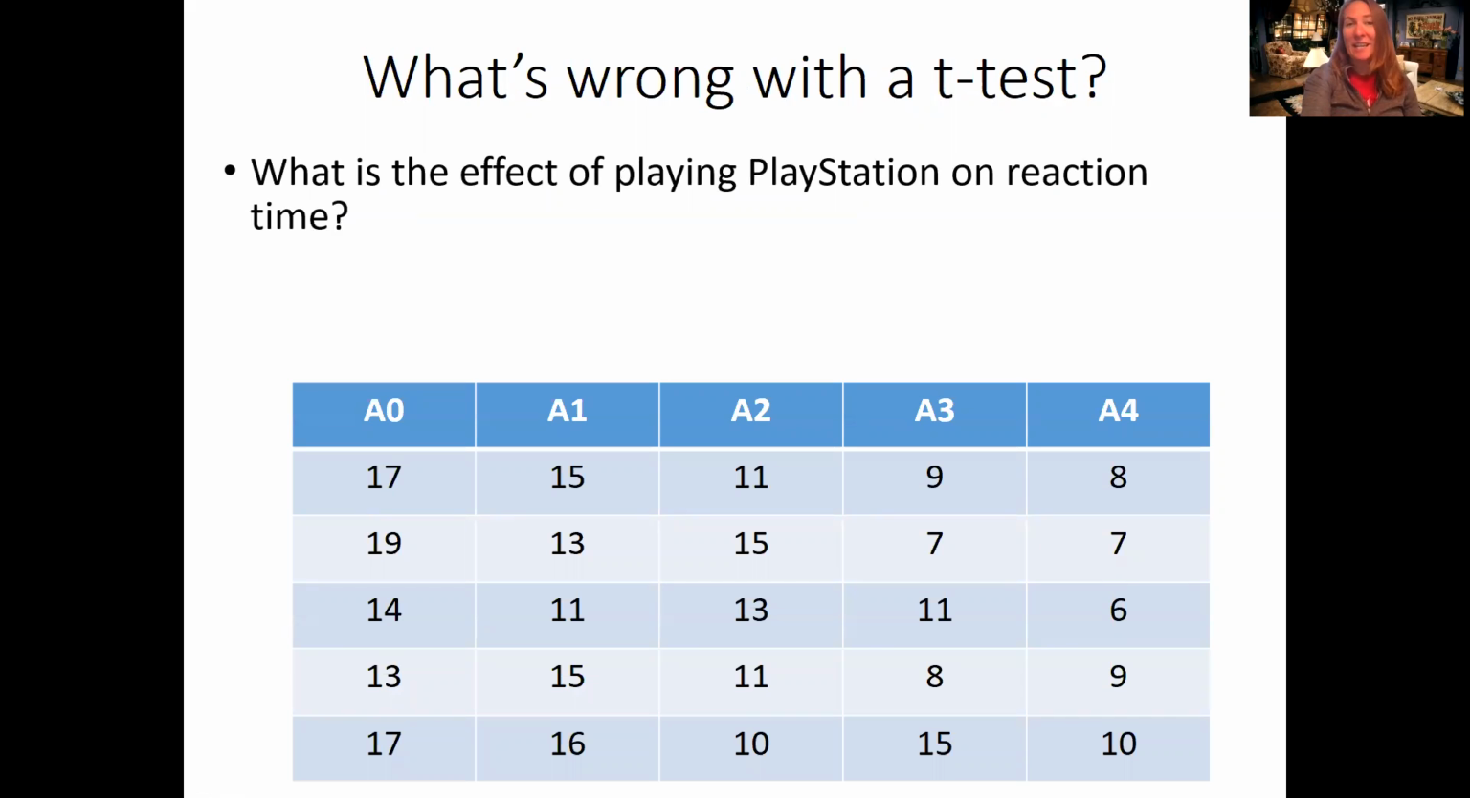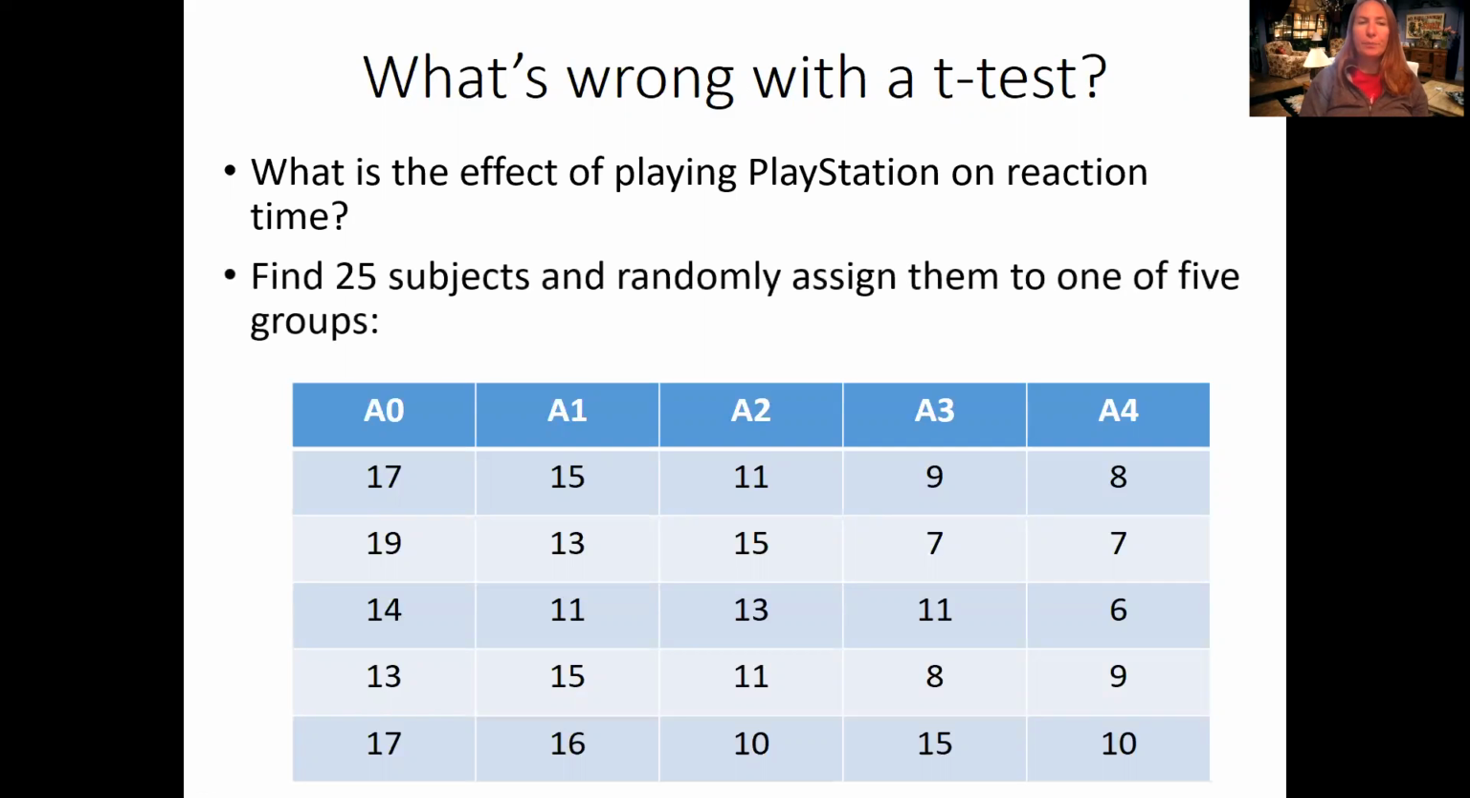So it inflates our type 1 error rate whenever we do multiple tests. Here I'm going to give you an example using this simple design. We want to know if playing the PlayStation affects reaction time. Reaction time has been our infamous dependent variable throughout the semester, so we'll just stick with that. We want to see if people who play PlayStation more have a decrease in reaction time.